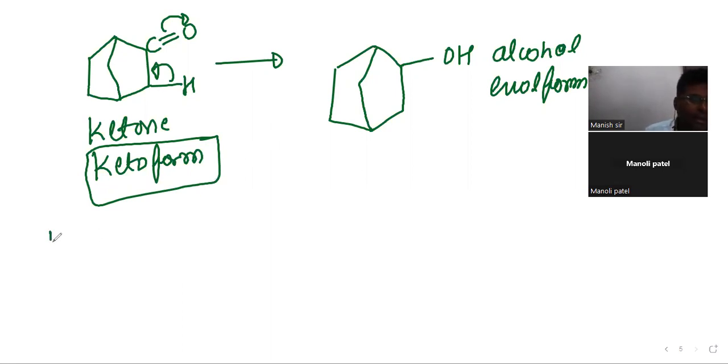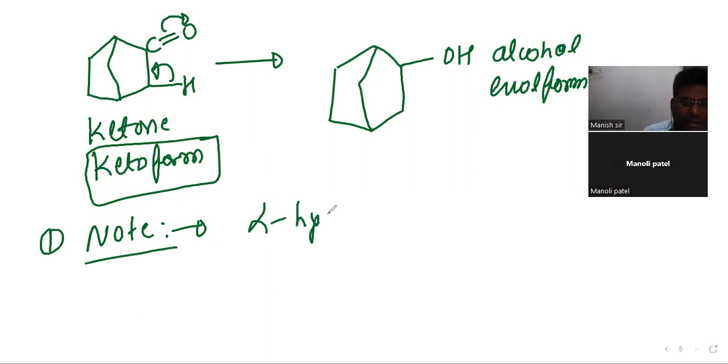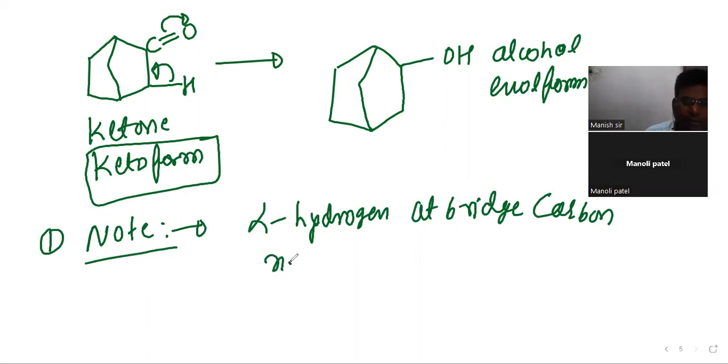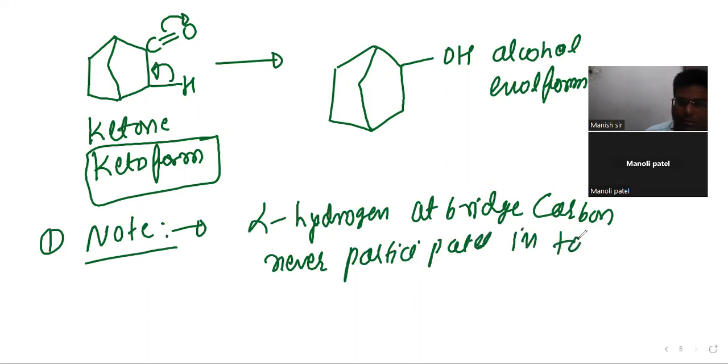And write one more important point here. There is alpha hydrogen, right? So alpha hydrogen at a bridge carbon never participates in tautomerism. Thus only the third shows tautomerism, right? So the option will be the third.